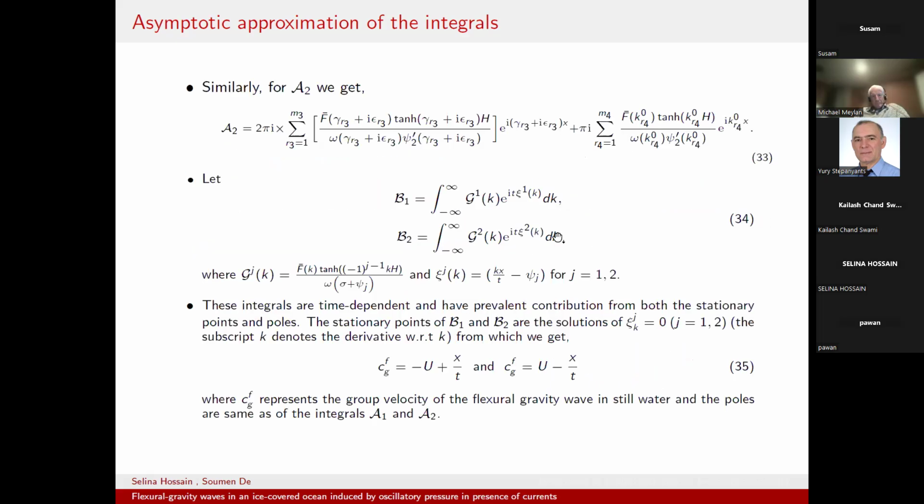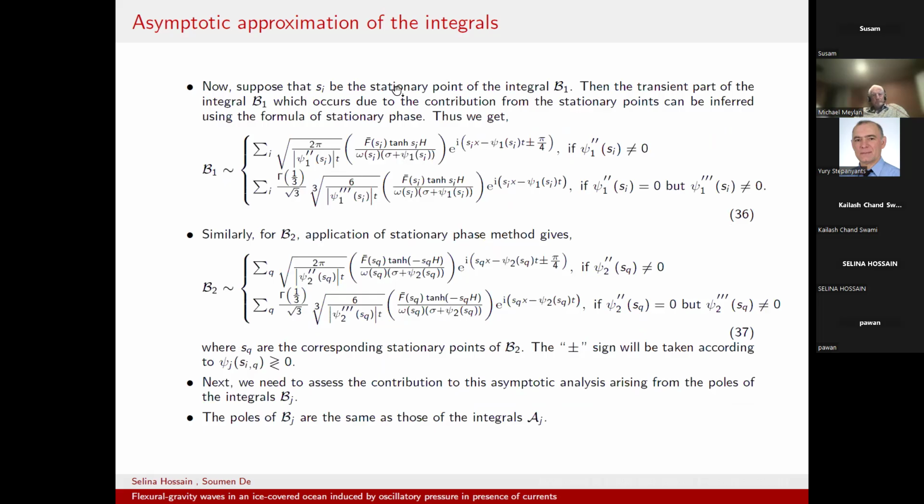Similarly, for A2, we get A2 as equation number 33. Now we have to evaluate the integrals B1 and B2, which contain both poles and stationary points. The poles of B1 and B2 are the solution of xi_jk equal to kx minus t minus psi_j, the derivative of this equal to 0, which can be written as equation number 35. And the poles of the integrals are the same as those of the integrals A1 and A2.